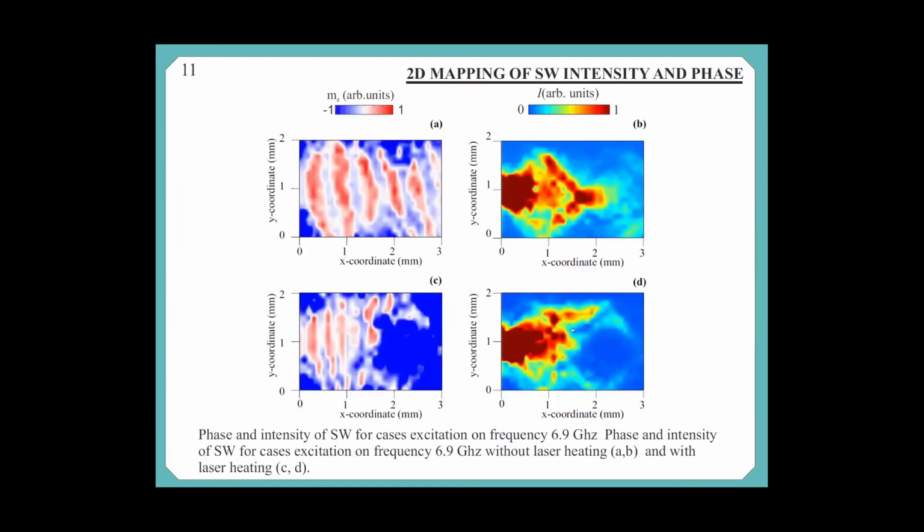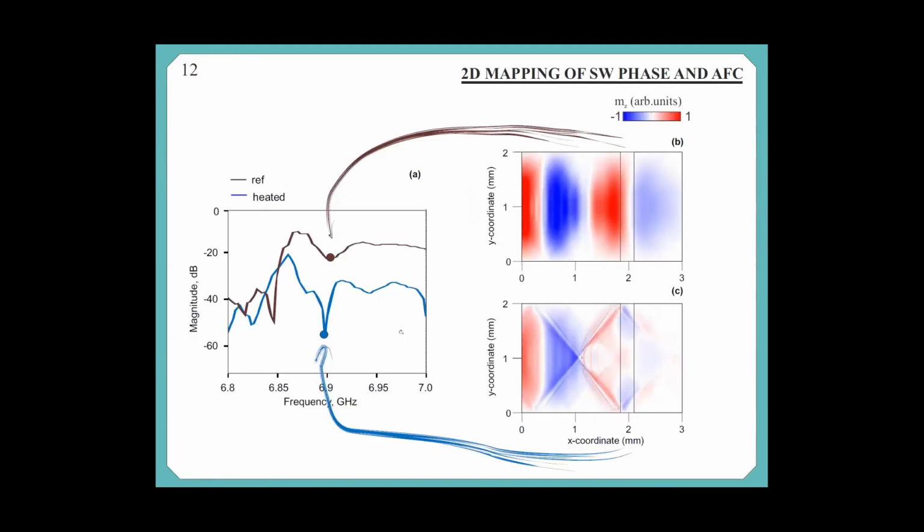The slide shows the phase and intensity of spin wave in the structure without laser heating and with laser heating. It can be seen that the maps of spin intensity don't show change in mode composition. In case of phase distribution, the phase changes when heating is applied. We show how it is transformed.